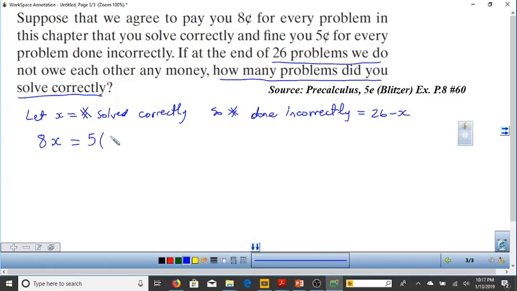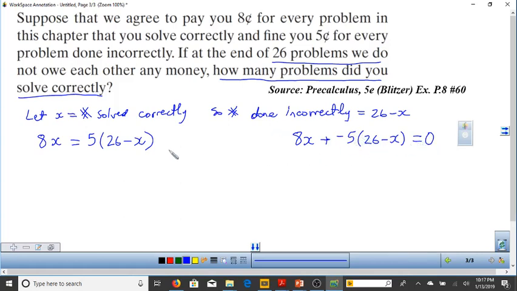26 minus x. Now, let me just do a little side note here. Another way of looking at this would be saying positive 8x for what you gain plus negative 5 for what you lose. Negative 5 times 26 minus x, and the total should be 0. These two expressions are exactly the same. One is saying how much you gain is equal to how much you lose, and the other saying total gained is a positive, total lost is a negative. When you add them together, you break even at 0. You don't gain or lose overall. But if you rearrange this equation, you'll get this equation.